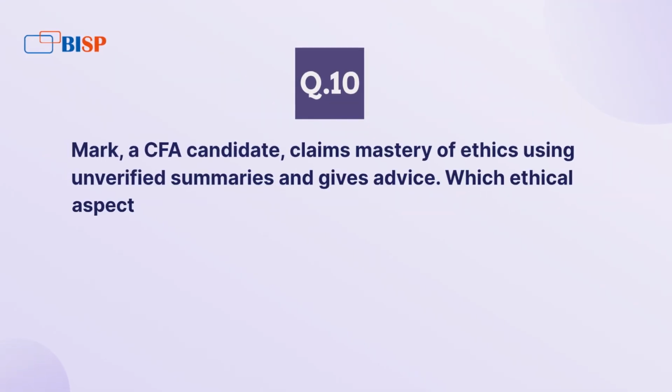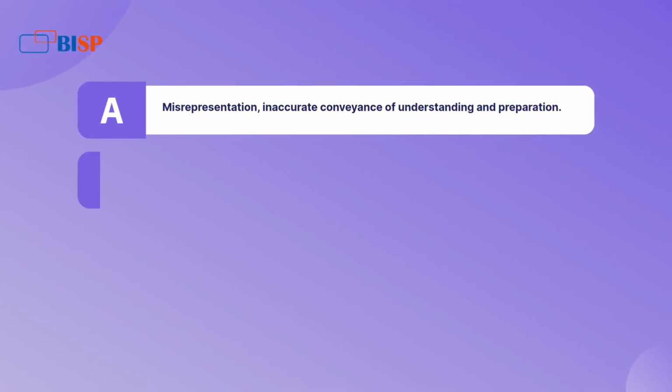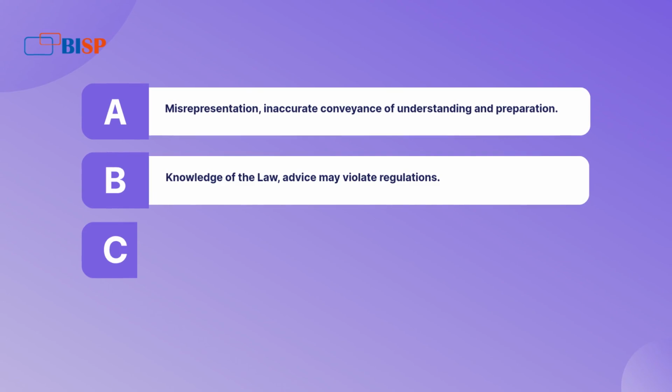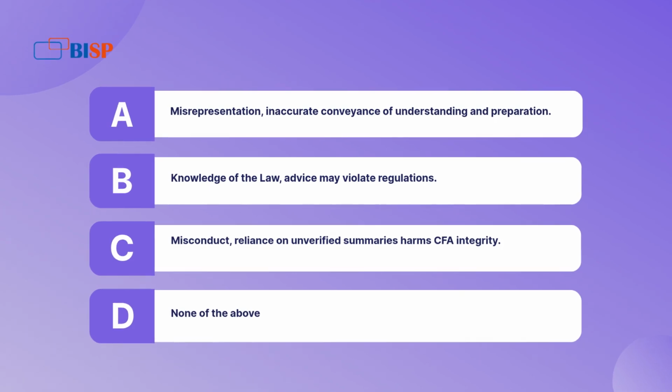Question number 10. Mark, a CFA candidate, claims mastery of ethics using unverified summaries and gives advice. Which ethical aspect is violated? A. Misrepresentation, inaccurate conveyance of understanding and preparation. B. Knowledge of the law, advice may violate regulations. C. Misconduct, reliance on unverified summaries harms CFA integrity. D. None of the above.